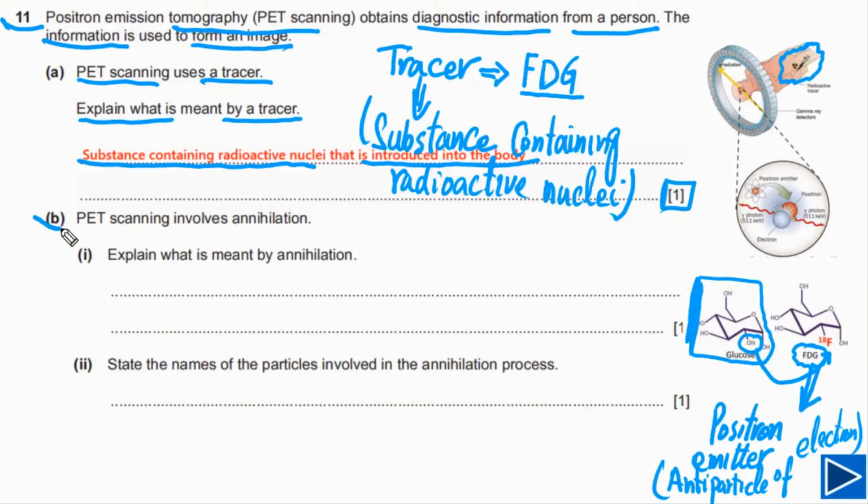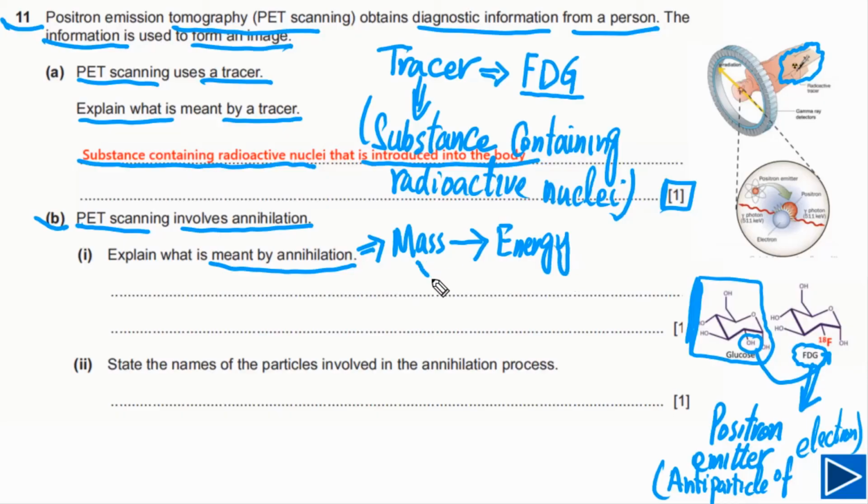Let's move on to the second part. For part B, PET scanning involves annihilation. Explain what is meant by annihilation. Annihilation simply means that in annihilation, mass is converted into energy. So mass is converted into energy, and that process we call annihilation. It means when mass is converted into energy, that process is called annihilation.